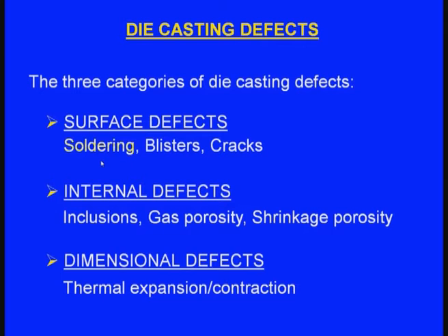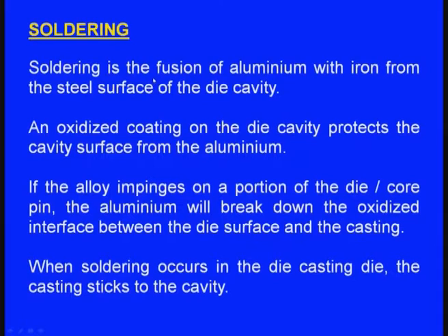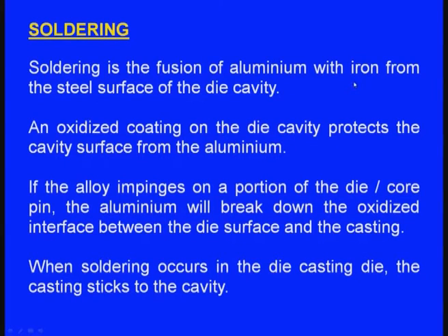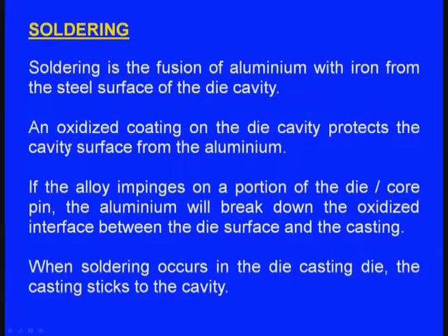So, first we will see soldering. Soldering is the fusion of aluminum, meaning the cast material, with iron from the steel surface of the die cavity. The dies are made up of ferrous alloys. So, when we are casting aluminum components in the die casting process, this molten metal can react with the iron of the steel dies. Generally, what will happen? An oxidized coating on the die cavity protects the cavity surface from the aluminum.